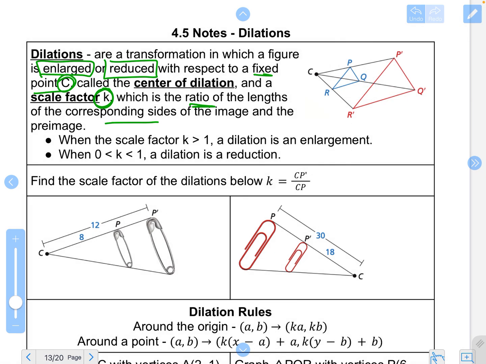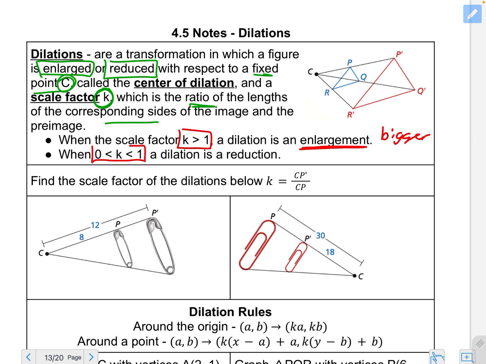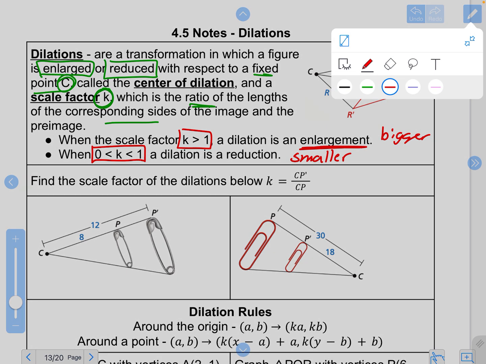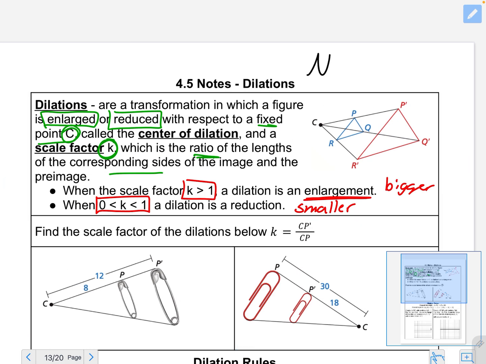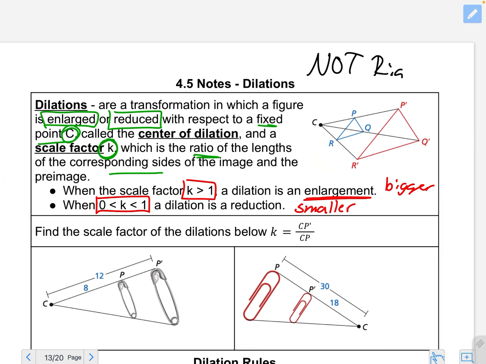Another quick thing: if the scale factor is greater than 1, then our dilation is an enlargement, which means it gets bigger. If our scale factor is between 0 and 1, then our dilation is a reduction, which means it gets smaller. Dilations are not rigid motions, so these figures will not be congruent.